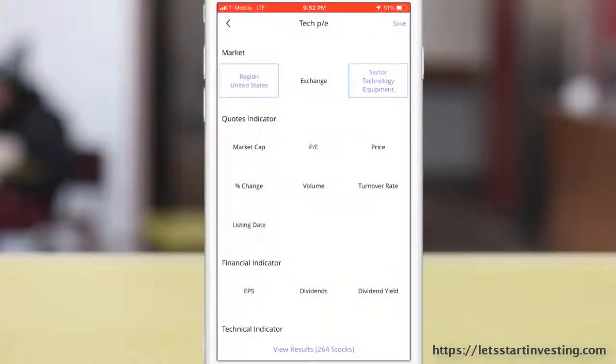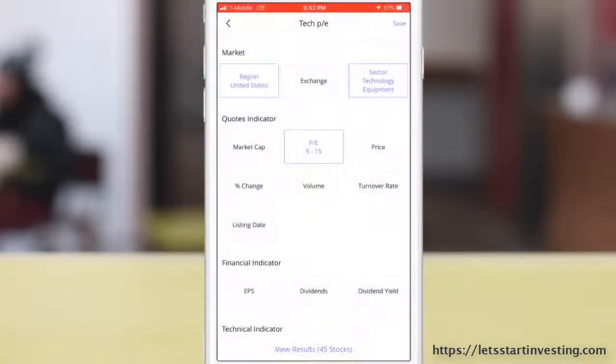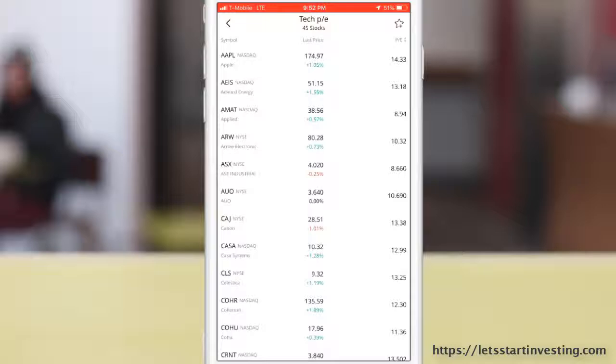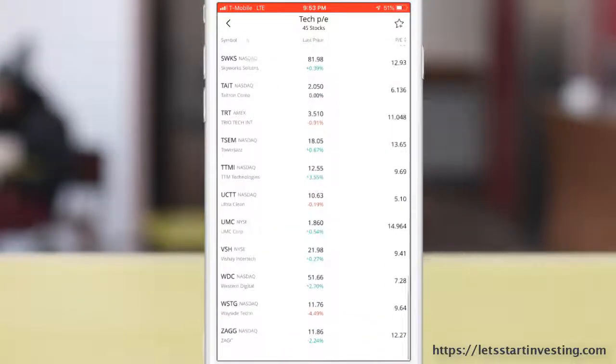Then I went to P/E ratio. This is your price earnings ratio. And generally, these tech stocks are kind of high, so I wanted to find one that was kind of undervalued. So I picked between 5 and 15. And then that's it. All I did was hit save, and it saved it successfully. And then when you click on it, it's going to show you all of your tech stocks that are in the United States with a price earnings ratio of 5 to 15. So these are stocks that I think might be pretty neat to screen.